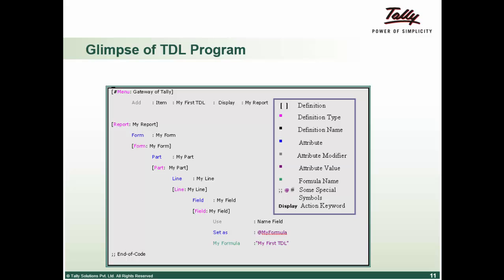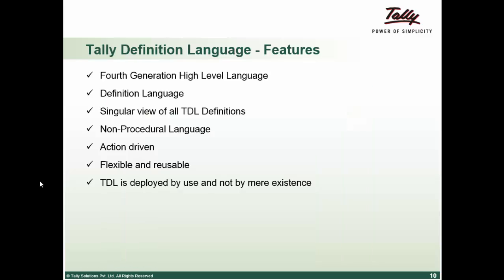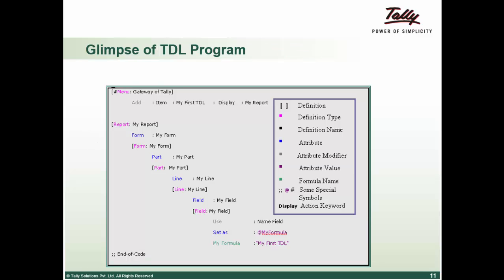And this is a glimpse of a basic TDL program, which you can just have a look at. What you see within the square brackets in pink is the definition. It makes the program understand it's a definition. The one in pink color is the definition type. The one on the right of the definition type is the name of the definition. Each definition has its own set of attributes.